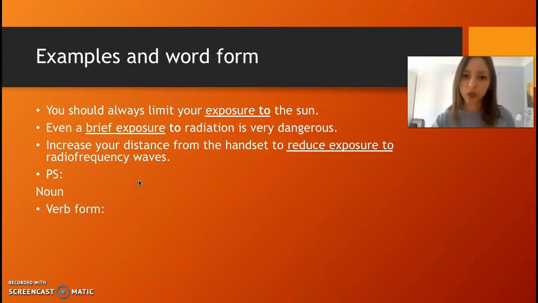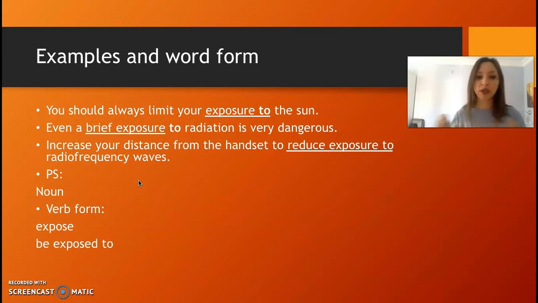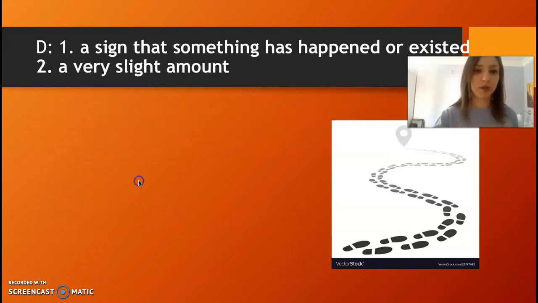How about the verb form? Can you try? Expose. Okay, you can also see it in this way: be exposed, to be exposed to something, all right? So you expose somebody to something, or you are exposed to something.